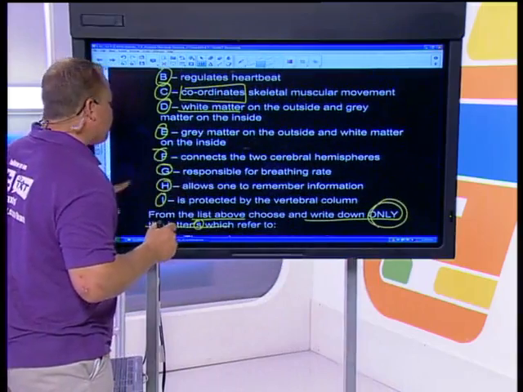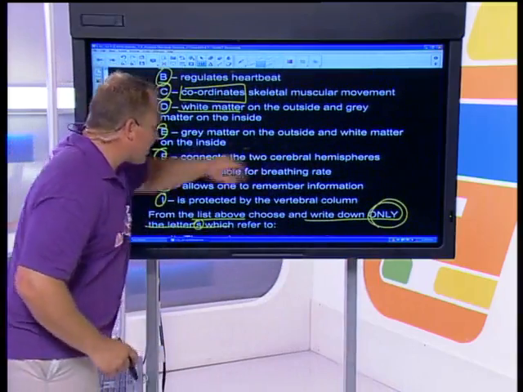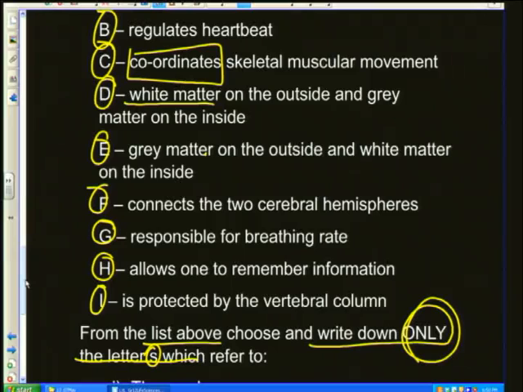And then lastly, does it connect the two hemispheres? No. Is it responsible for breathing rate? No. Does it allow you to remember information? Ooh, that's a nice one. Yes. And is it protected by a spinal cord? Do you have a spinal cord on the top part of your head? No.